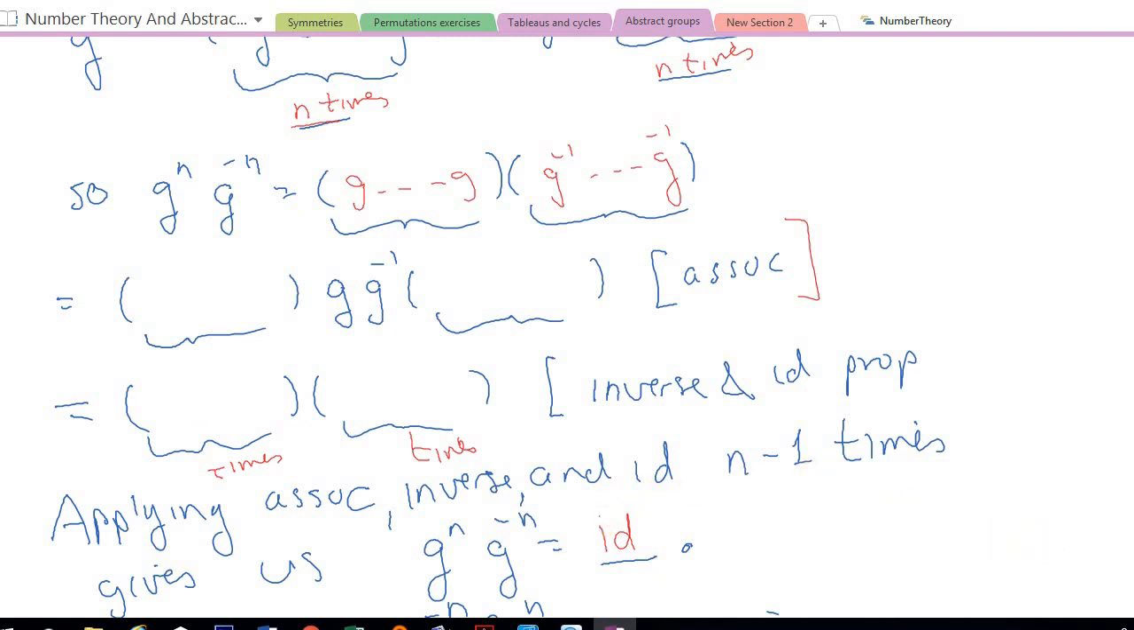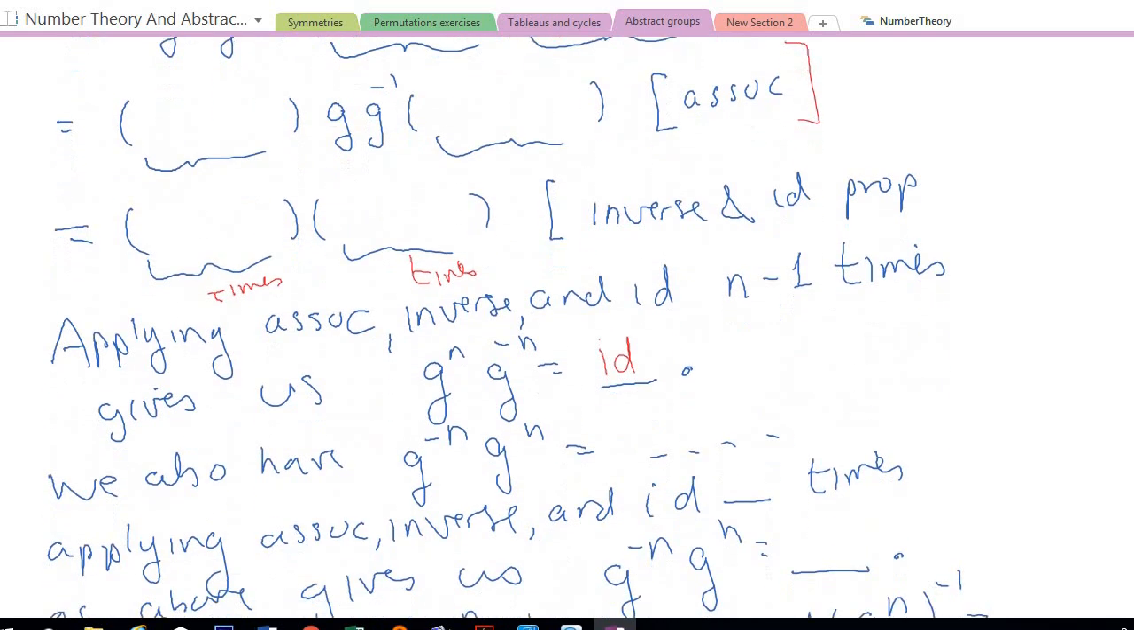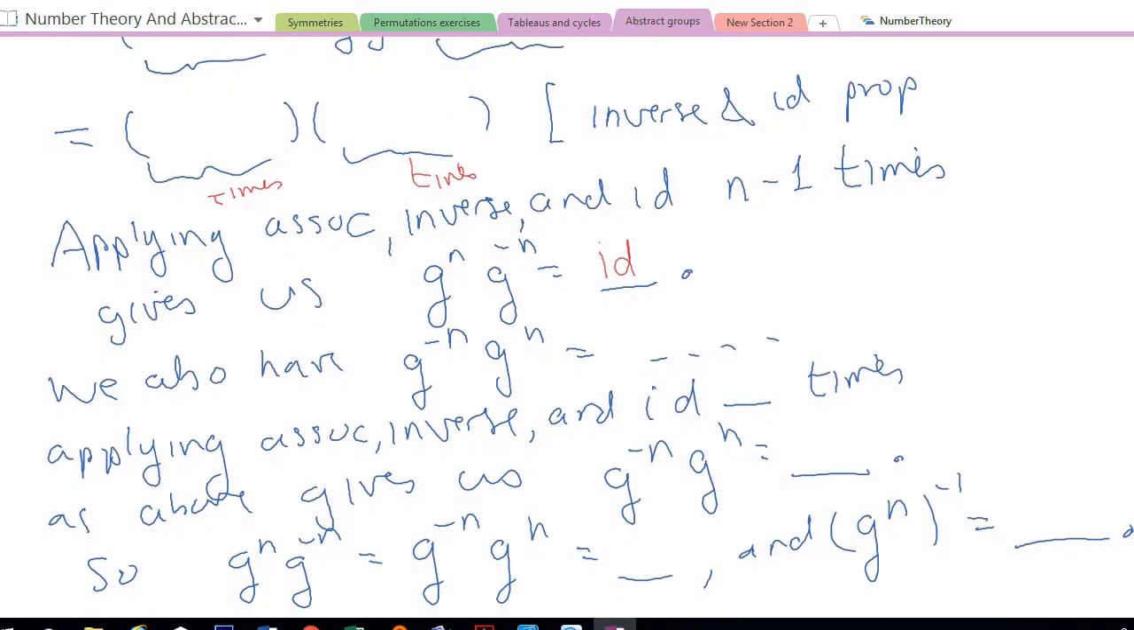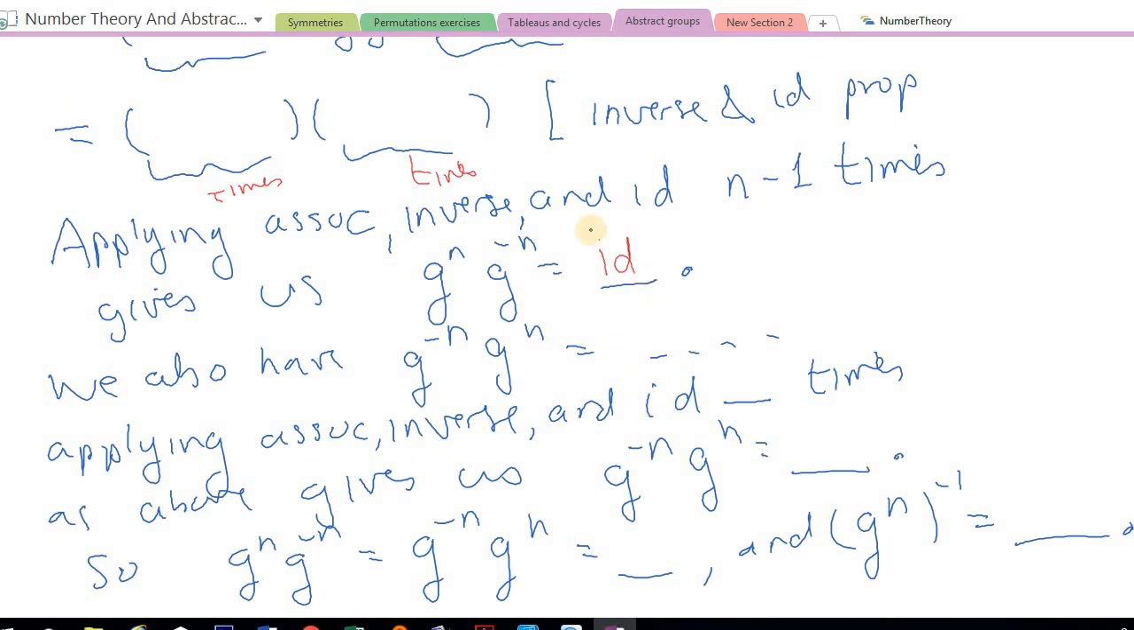Then for the other way, you can just say something like this. All right, so now here you can write this out. You can start writing this out the same way, and then just say, applying associative, inverse, and identity, however many times you need to apply these three properties as above gives us G inverse, G minus n, Gn, and of course you want that to be the identity.